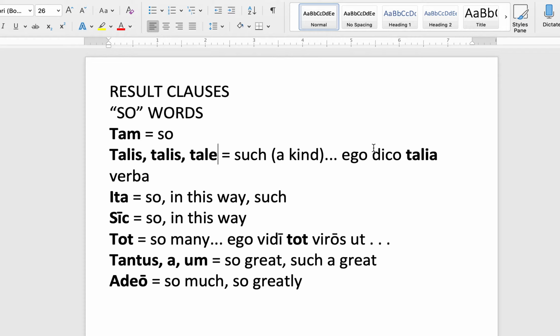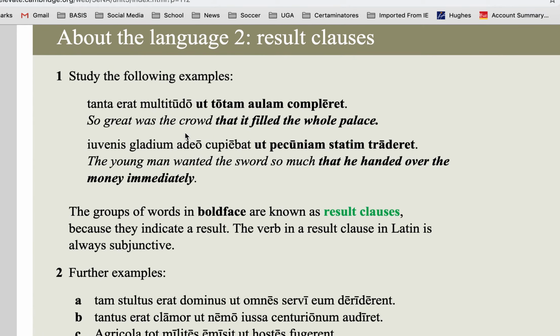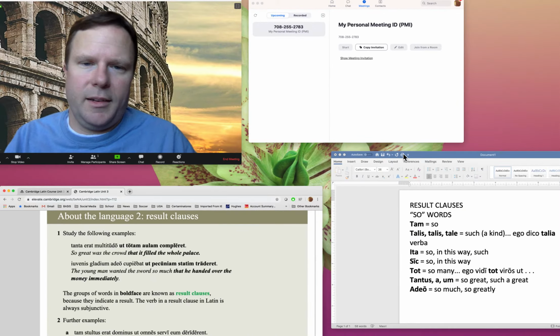So I could say something like, I am saying not just words, but I am saying such words, such kind of words, talia verba. Ita and sic are basically synonymous. They both mean so or in this way or in such a way. Tot means so many. So I saw so many men that. Tantus, -a, -um, so great. So maybe just like in our example that we have here, right? So great was the crowd. The crowd was so great, so big that.